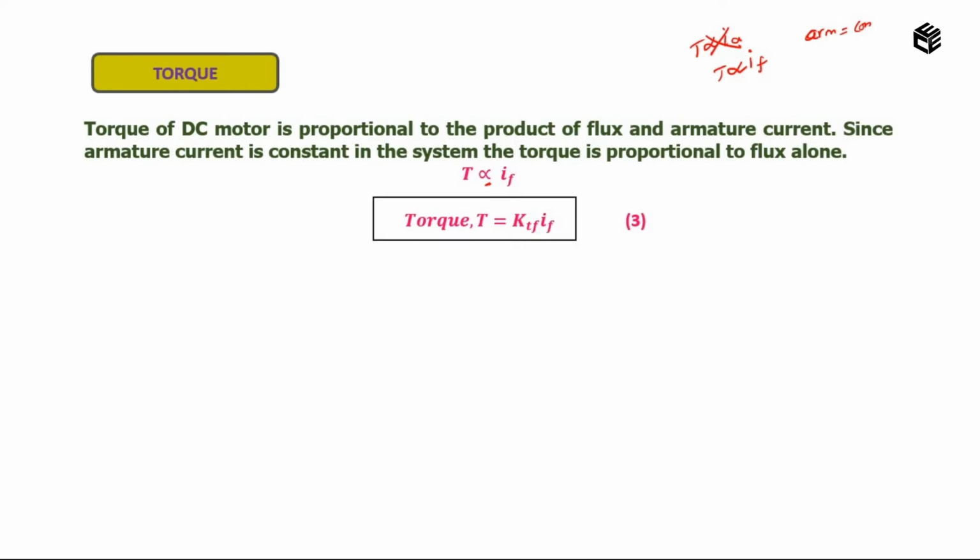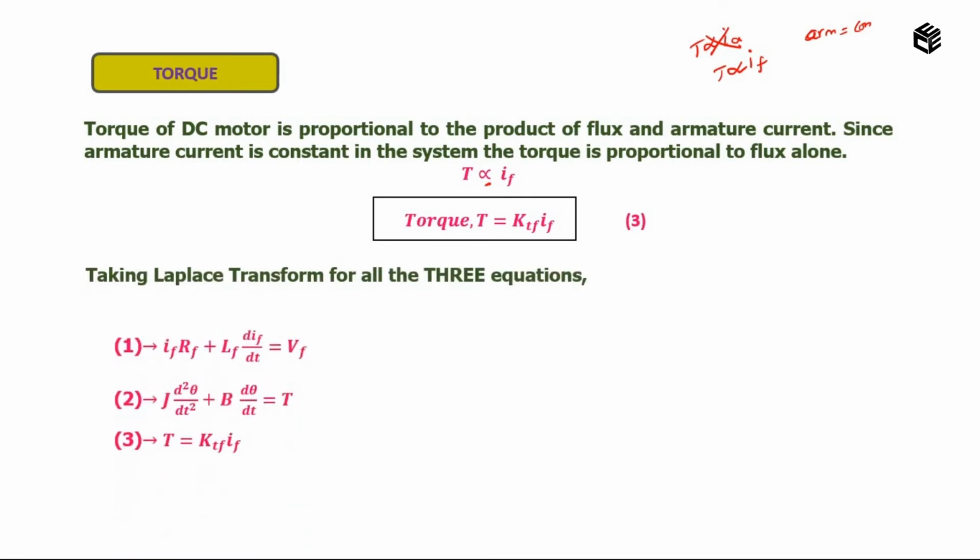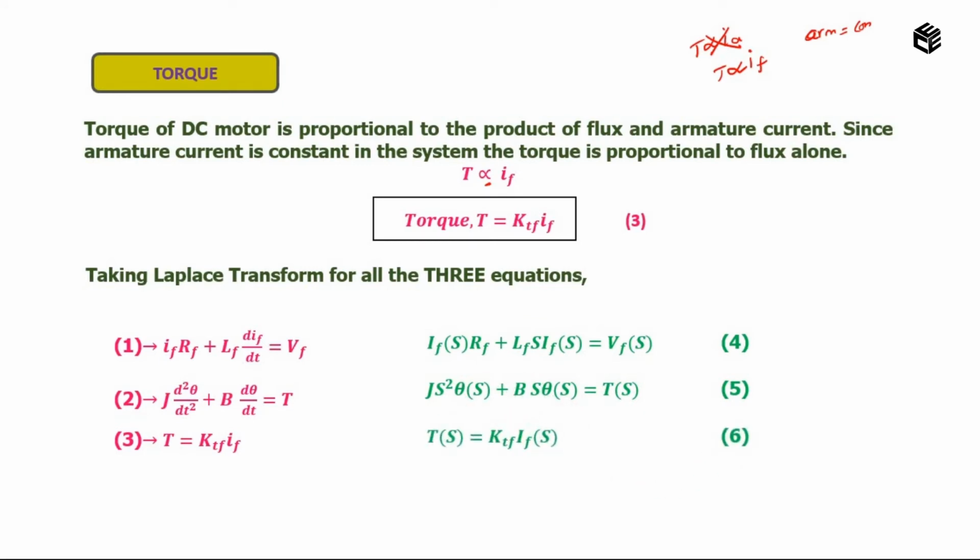Similar to the previous section, we are going to take Laplace transform for all the three equations we obtained. So, on taking Laplace transform for the first equation, we will get IF of s RF plus LF s IF of s is equal to Vf of s. And for the second equation, we will get the same answer. And for the third equation, we will get the answer as T of s is equal to KTF IF of s. So, I am going to take these as equations 4, 5 and 6. Okay. Now, on comparing fifth equation and sixth equation, I can say T of s is there. So, we can combine these two expressions, correct?